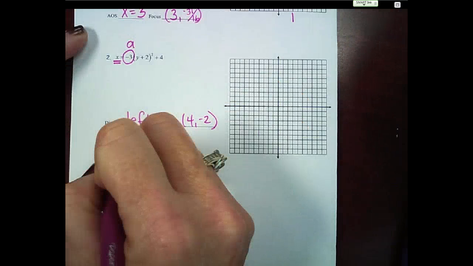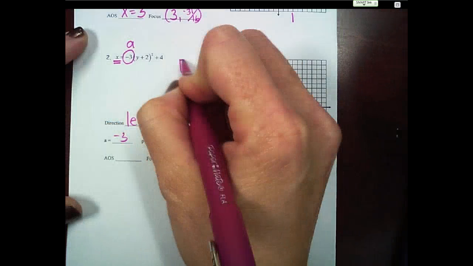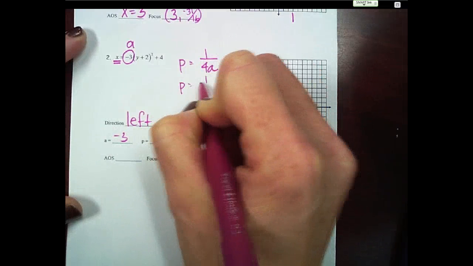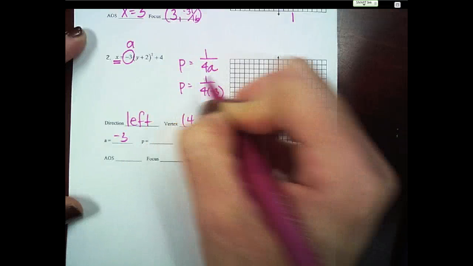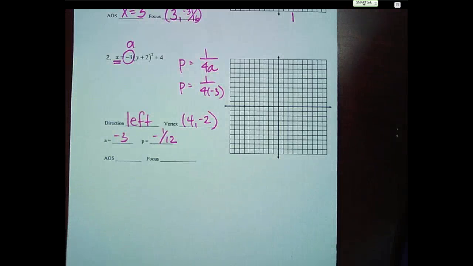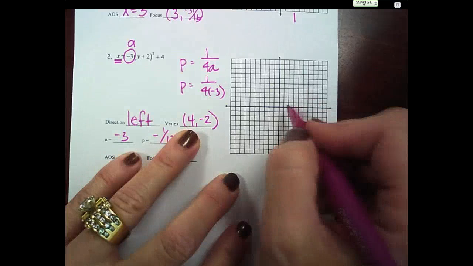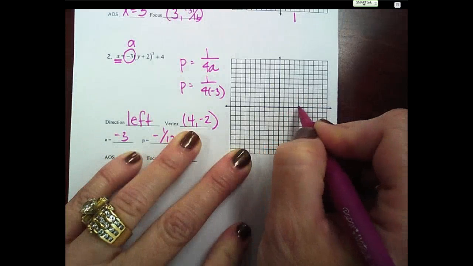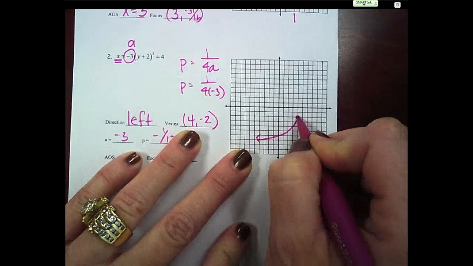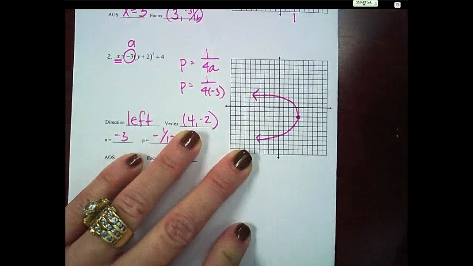A is -3. Remember, we find P by taking 1/4 times A. So P equals 1/4 times -3. So it's -1/12. So you're going to slide down 1/12 or left 1/12. Okay, let's see. 4, -2. It's here. I'm going to open it to the left. Sketch a parabola.